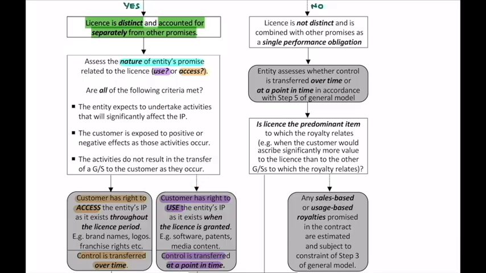An example of an arrangement where the customer has the right to access the entity's intellectual property is a brand name or franchise arrangement. For this type of arrangement, the entity's involvement over the period is required. That means the entity is required to undertake activity to maintain the brand name and the franchise, so that the customer can benefit from this arrangement over time. If the arrangement is for the customer to have the right to use the entity's intellectual property, the entity has created a software or media content, and the customer has the right to use this software and media content, the entity's involvement is not required over the period.